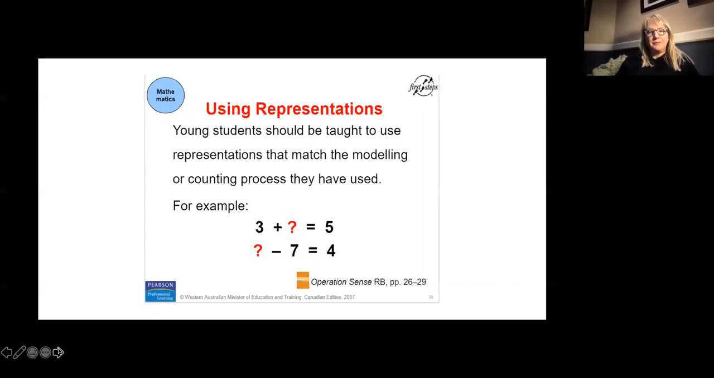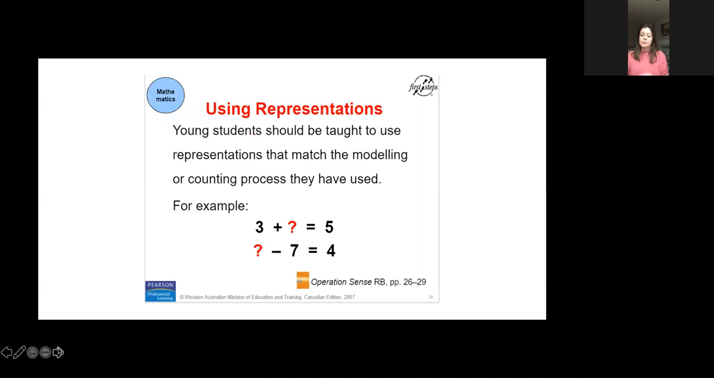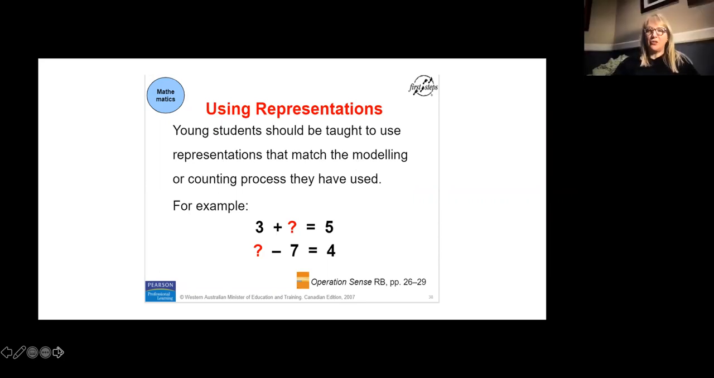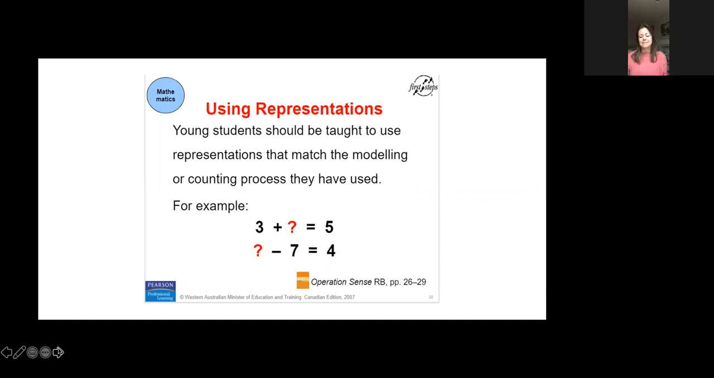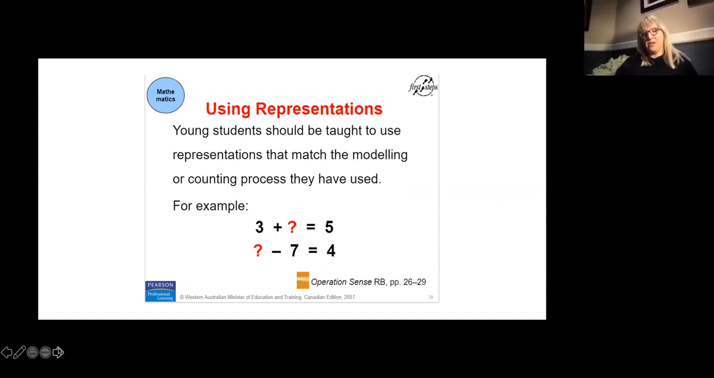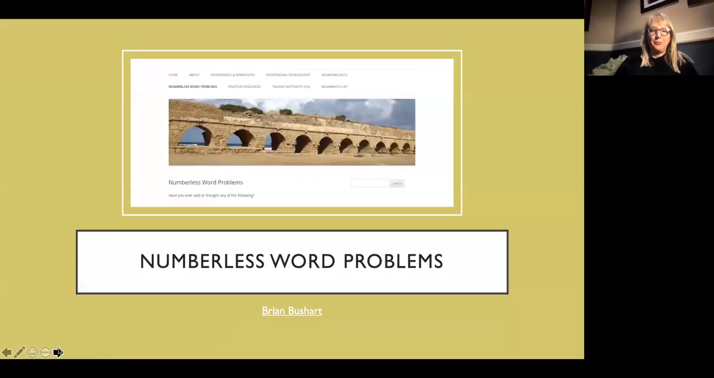Yeah. And just what you said about variables, young students should be taught to use representations that match the modeling of the counting process they have used. So 3 + what = 5, that question mark could show that. And we can talk about it being a variable, that missing piece that we don't know. Yes, I always call it mystery number, no matter if you're using the algebraic x or using a box, just mystery number.